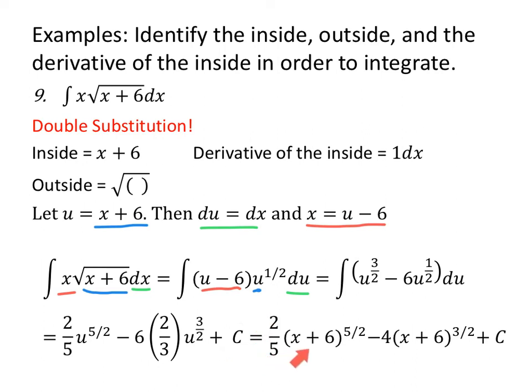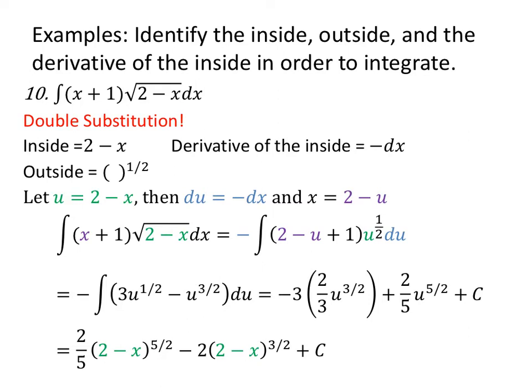That's 2/5. I replace my u: (x plus 6) to the 5/2, minus 6 times 2 is 12, divided by 3 makes a 4 as a coefficient, (x plus 6) to the 3/2 plus c. Double substitution is a neat trick. When we can't simplify up here, we can simplify down here.